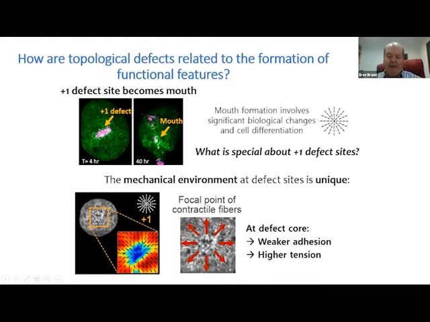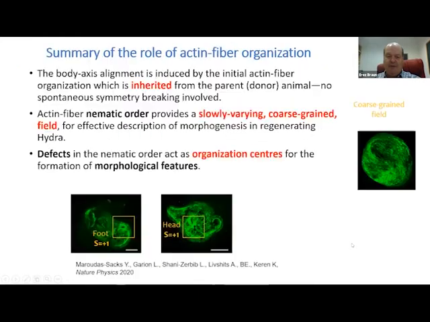Okay, and the reason the +1 defect is interesting from the mechanical point of view is that the mechanical environment around the +1 defect is completely different than in the ordered regions of the actin. This star-like orientation of the fibers makes weaker adhesion at this point. So it calls for creation of ruptures or a mouth, and there is higher tension here. We now make some effort to understand the distribution of forces around this +1 defect that allows the emergence of functional features around it.